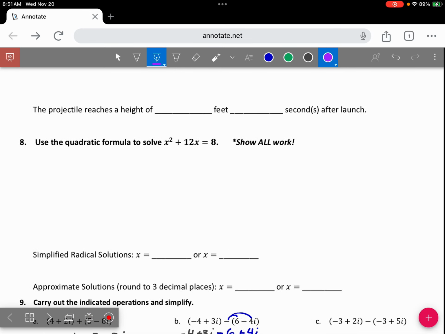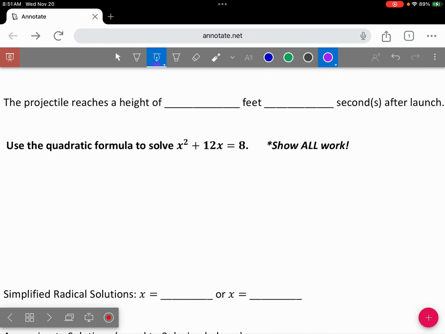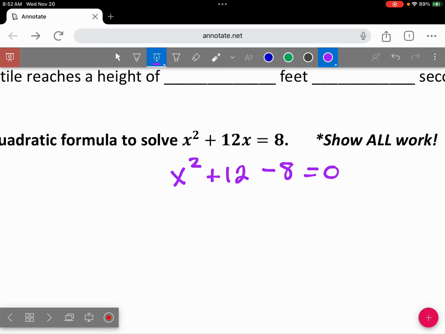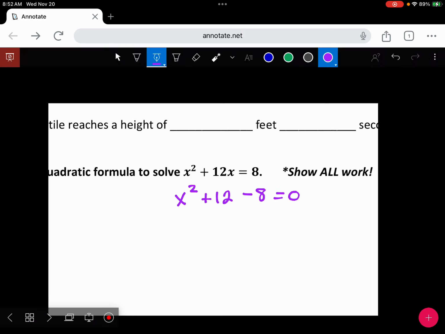So one thing I want to point out, we just got like 2 minutes left. On something like number 8, where we're asking to use our quadratic formula, what is the first step we have to do? Super duper important. Set it equal to 0. Our very, very first step has to be to set this equal to 0. So we're going to have our x squared plus 12x minus 8 equals 0. Then we can find our A, B, and C and substitute it in just like we've done before. We have 2 minutes till the bell.